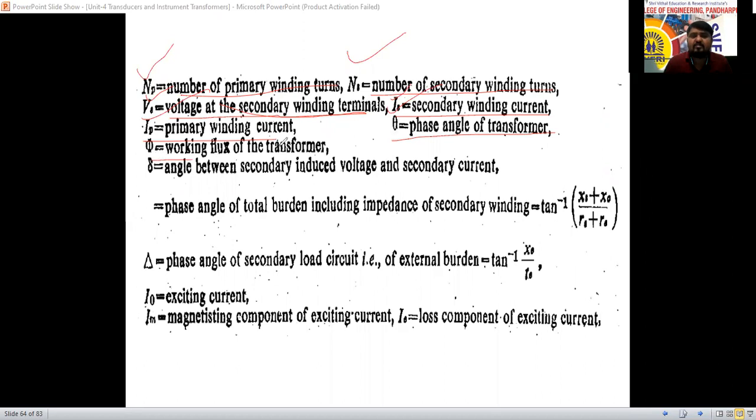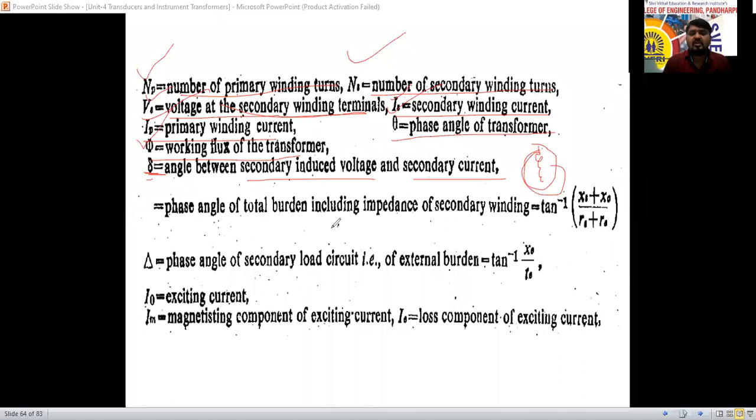Phi is the working flux, how much flux is generated by giving a supply to the primary winding, and the flux linkage for the secondary. And delta is the angle between the secondary induced voltage and the secondary current. Whatever EMF is induced in the secondary winding, the angle between this induced voltage and current is represented by delta. Now only the induced EMF is considered.